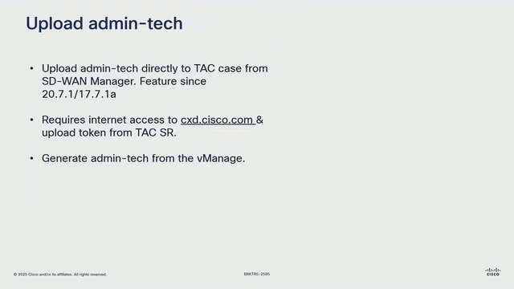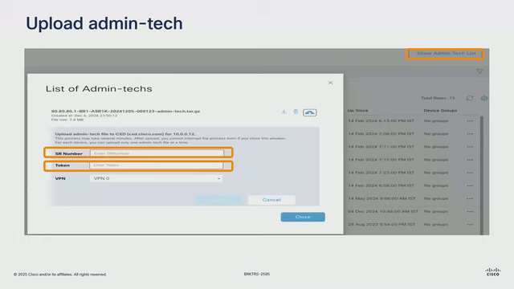Starting from 20.7.1, we can generate the admin tech on the SD-WAN Manager itself and upload it directly to the TAC SRs. All you need is the TAC SR number and the token along with it, which can come from the SR itself. And all you have to do is just download it over here on the SD-WAN Manager, and you can directly upload from here. All it needs is the internet connectivity, of course, and a reachability to cxd.cisco.com. If you have that, you can straight away upload it from here.